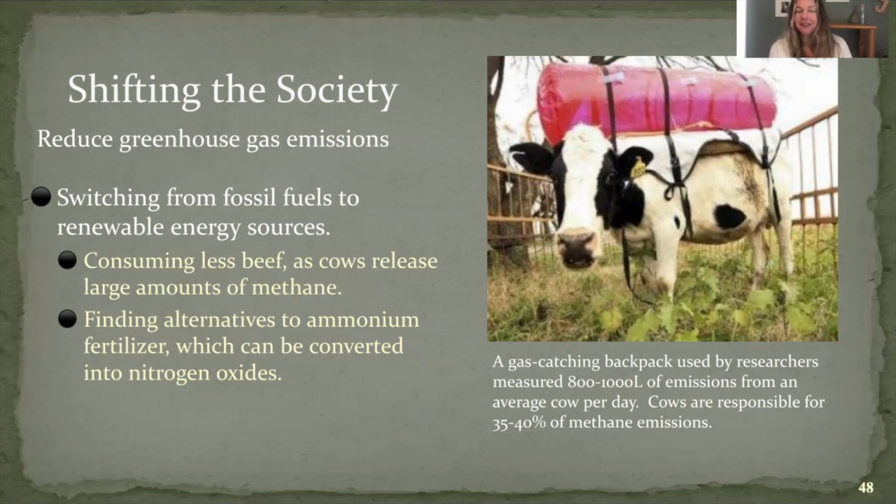Cows release large amounts of methane. I'm not saying you have to do this. These are just some things that one could do. We can find alternatives to ammonium fertilizer. When we fertilize our lawns, we could shift to something more natural instead of adding more nitrogen, which makes nitrous oxide, a greenhouse gas, and adding that into our atmosphere. All these are little teeny tiny things that add up to a big cumulative effect.